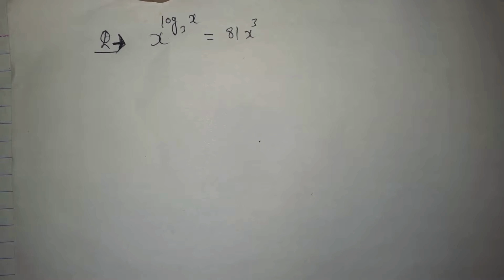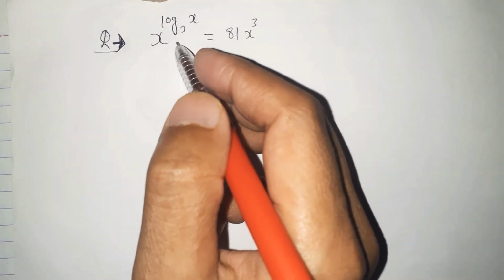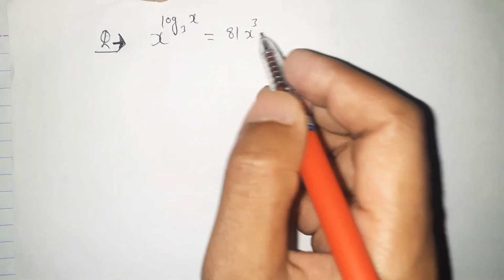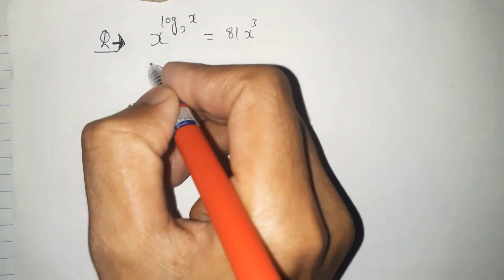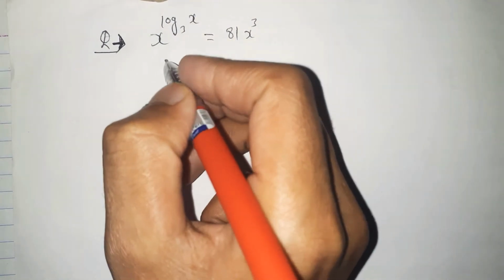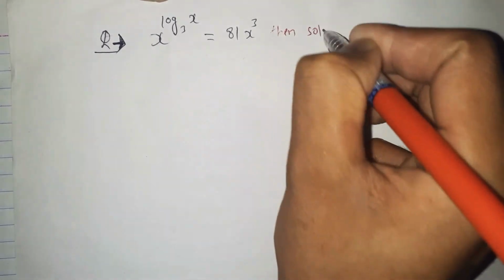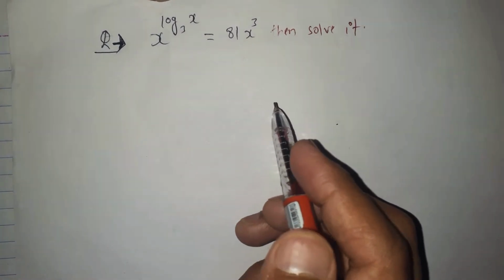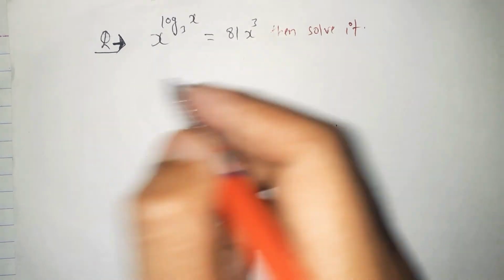Here I have taken a problem and the question is x raised to the power log with base 3 of x is equal to 81 x cube. This is the question. Our target is to find the values of x. Here a logarithmic equation is given. Then we are going to find out the possible values of x.